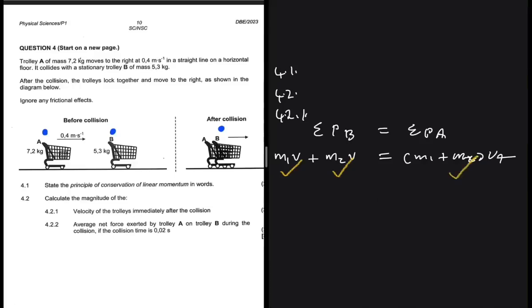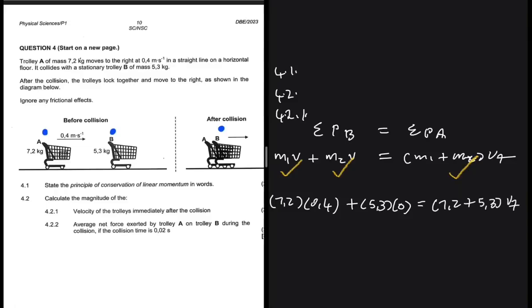So if we substitute, we get 7.2 multiplied by 0.4, taking the direction to the right as positive, plus the mass of trolley B, which is 5.3 multiplied by 0, since it was stationary, and this will equal (7.2 plus 5.3) multiplied by the final velocity.